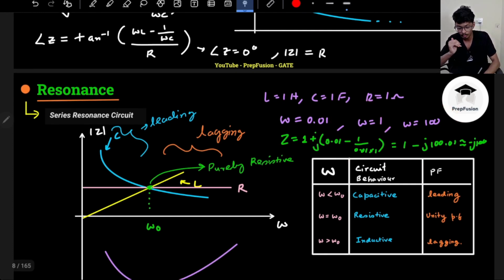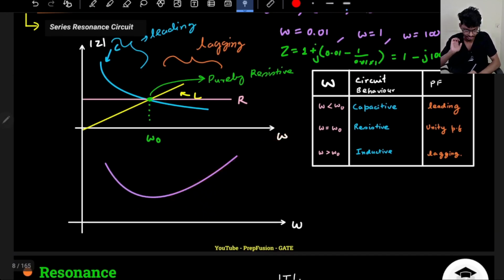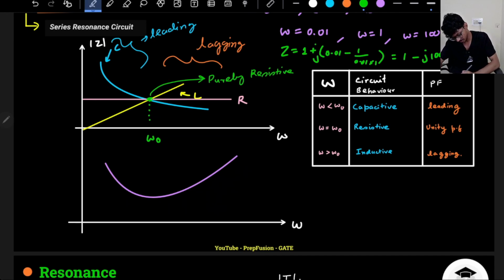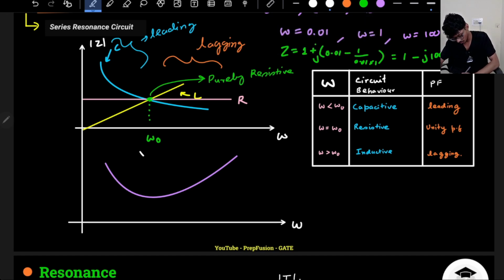Okay, so if omega is very high, it is inductive. So for inductance it is linearly proportional. So my graph will be almost linear in nature. If omega is very low, it is capacitive. So my graph will be hyperbolic in nature. Okay, that's why it will not be symmetrical. Many educators teach this thing wrong. They tell you that it is symmetrical. No, it is not symmetrical about the resonant frequency omega naught.